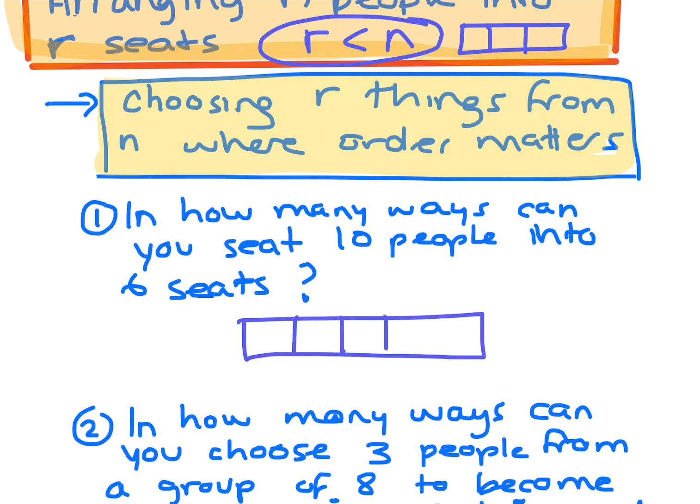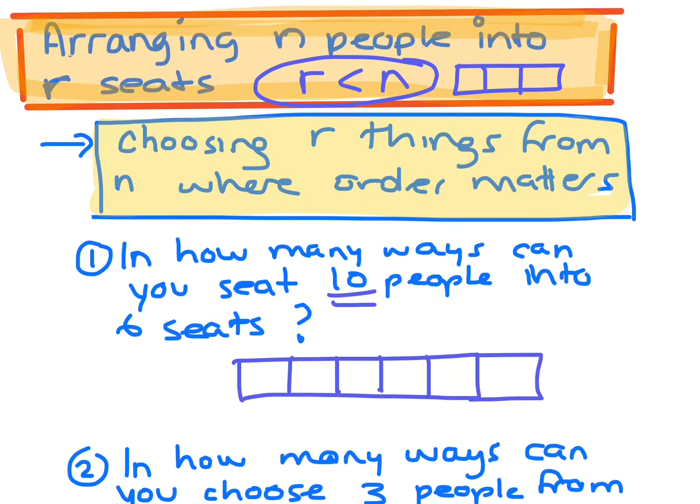So when you look at this, 1, 2, 3, 4, 5, 6, you have 6 seats, but you have 10 people, so they're not all going to fit. So it's about multiplying and looking at your choices. In that first seat, seat 1, we could have 10 people to choose from. In the second seat, we have 9.